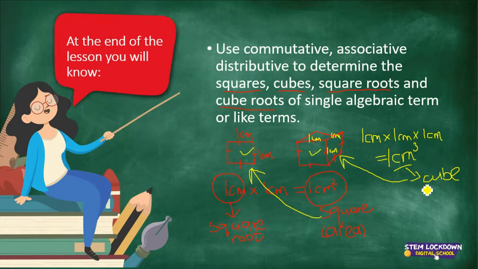Now, if I want to know a cube root, I want to know which number I multiplied by itself 3 times to get 1 centimeter cubed. Obviously, the number was 1 centimeter. I multiplied 1 centimeter by 1 centimeter by 1 centimeter. So 1 centimeter in this case is the cube root. I'll go over this again. This is just an introduction, so that you know how everything fits.